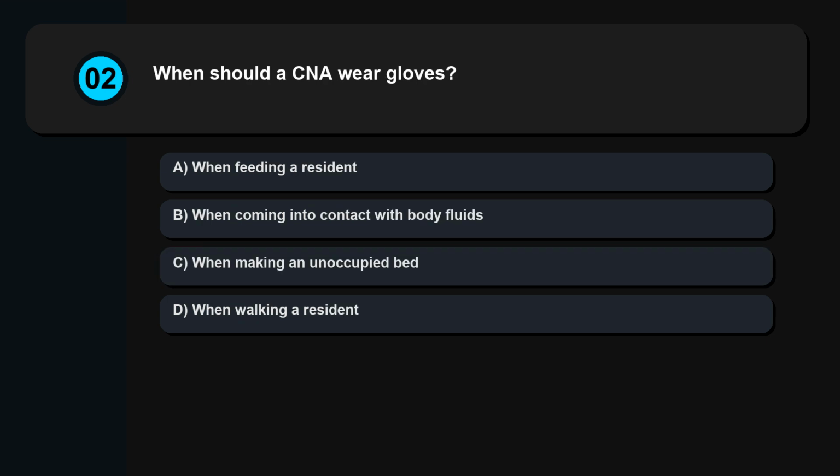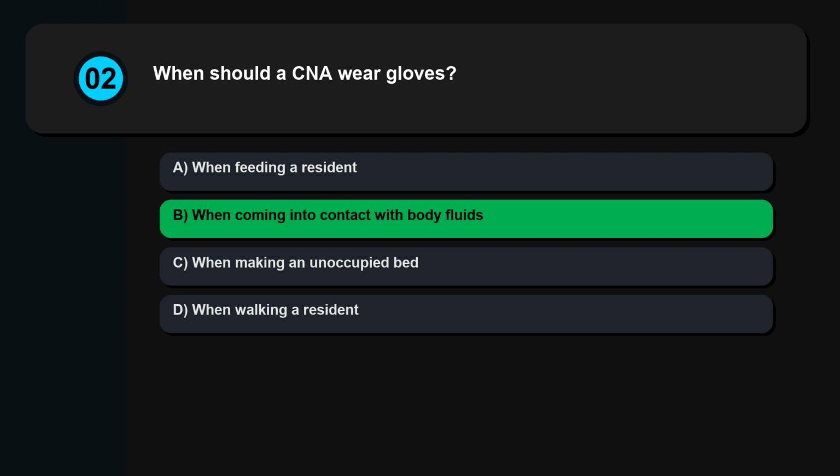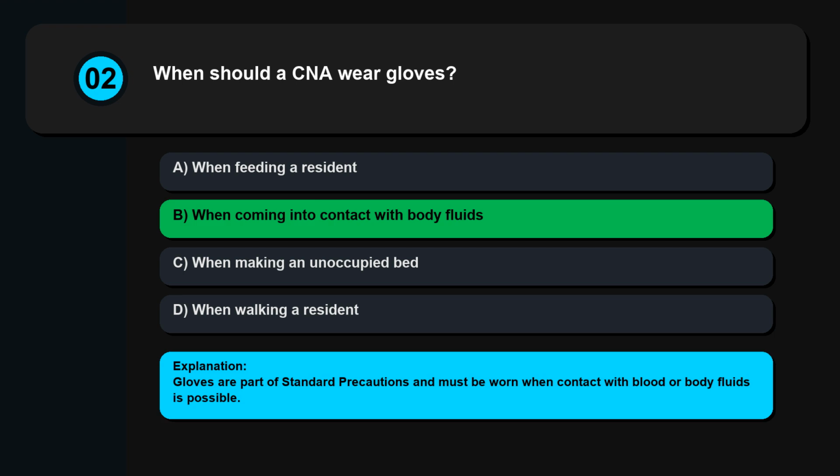Question 2. When should a CNA wear gloves? When feeding a resident, when coming into contact with body fluids, when making an unoccupied bed, or when walking a resident. Gloves are part of standard precautions and must be worn when contact with blood or body fluids is possible.